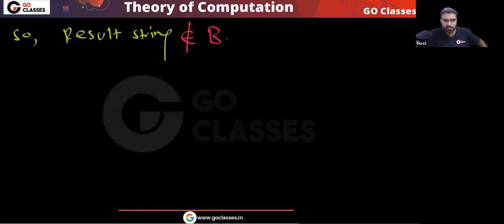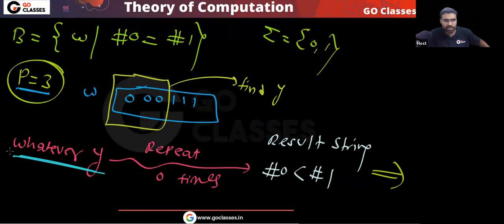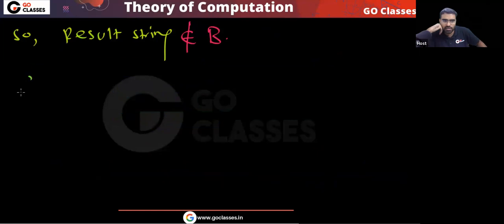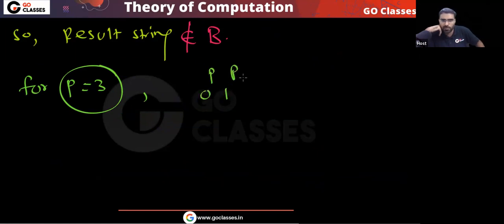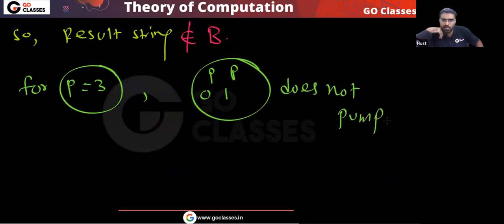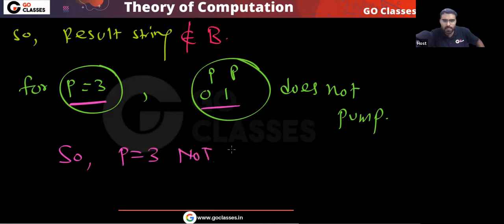Okay. Whatever Y you take, this is important, this will not happen. So you tell me, is there any such Y, yes or no? Can you notice P equal to 3 will not work? If you take P equal to 3, then this string 0 power P, 1 power P does not pump. This string is saying that I will not pump. For P equal to 3, some candidate string is not pumping. So I can say P equal to 3 is not working.